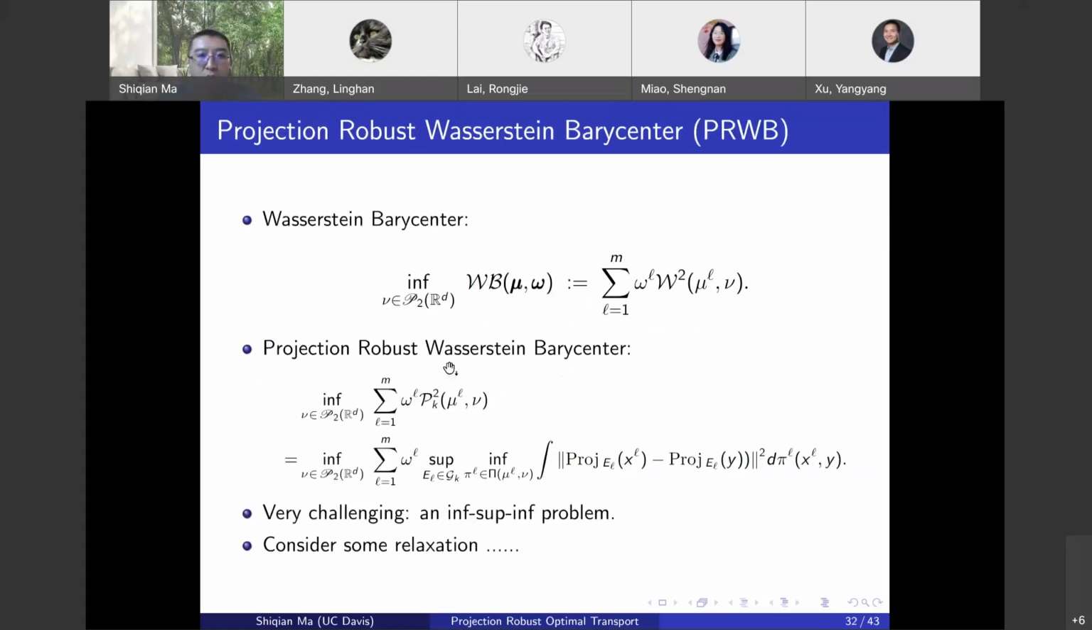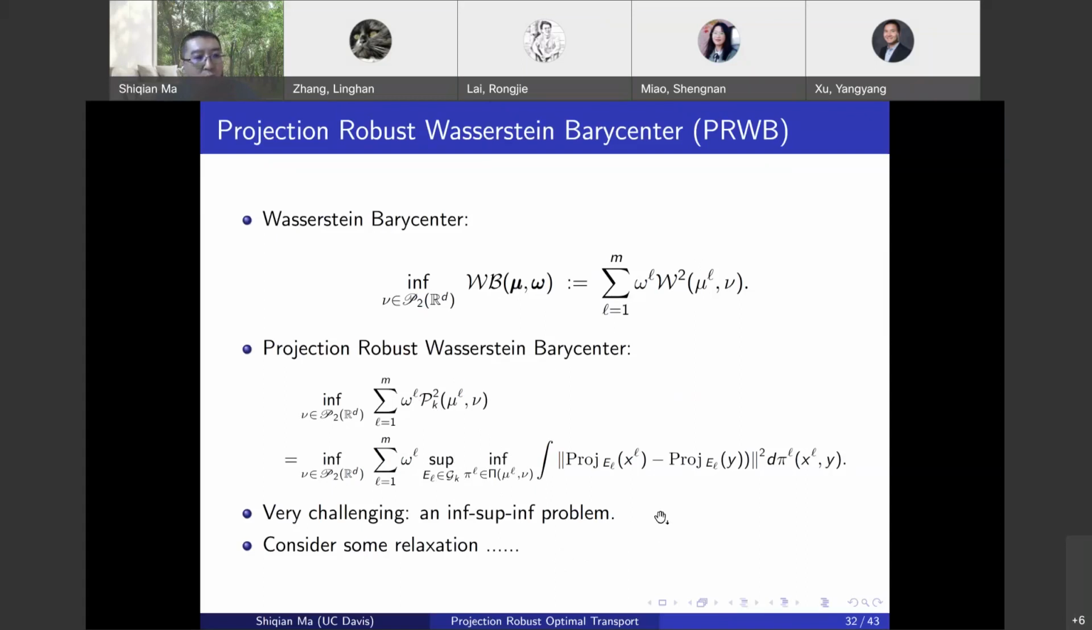The projection robust Wasserstein-Barycenter problem that we propose is the following. In the original definition of the Wasserstein-Barycenter problem, there is this Wasserstein distance. We just replace it by the projection robust Wasserstein distance. But this definition actually gives us a very challenging optimization problem. You see, we have an inf here, a sup here, and another inf here, so it looks very challenging to solve.